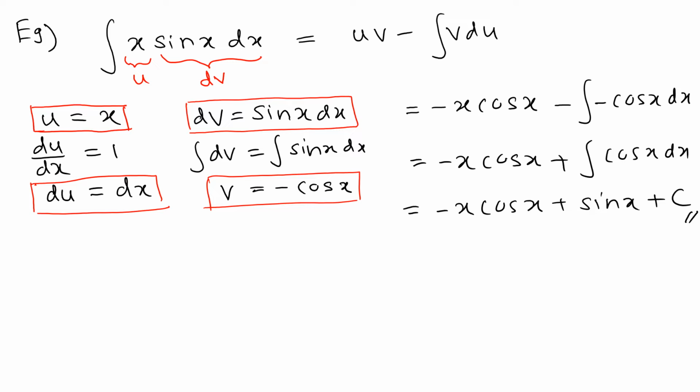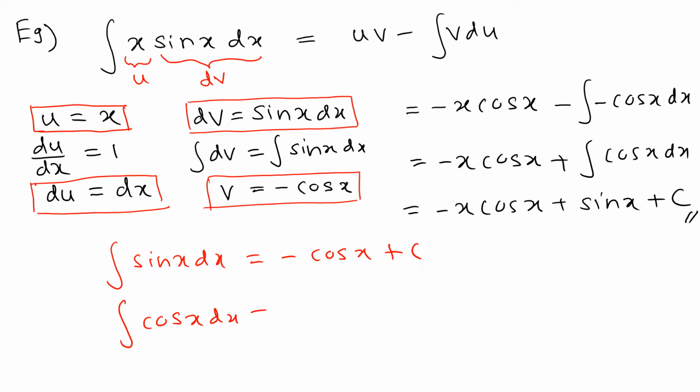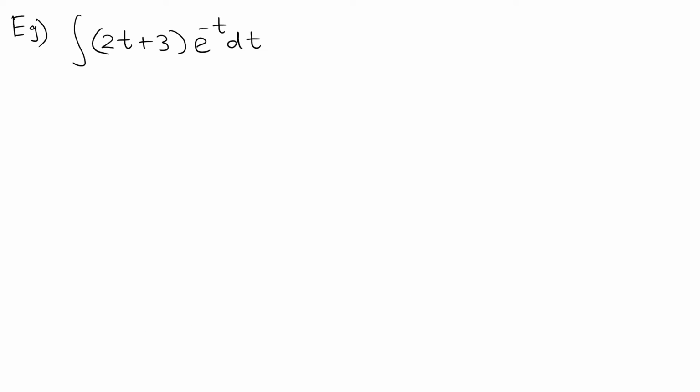What formulas did we use here? We use the integral of sin x, which is negative cosine x plus c. We also use the integral of cosine x, which is sin x plus c. Those are the formulas we use. Let's look at the second example now. The second example, we have the integral of 2t plus 3 times e to the negative t dt. According to LIATE, you can see that we have an algebraic expression and an exponential one.